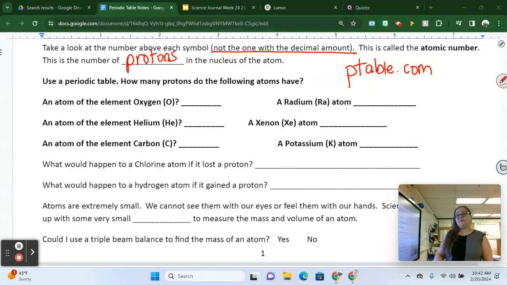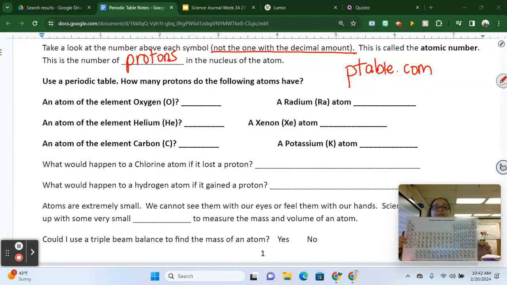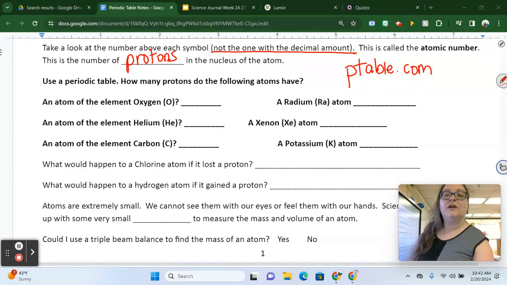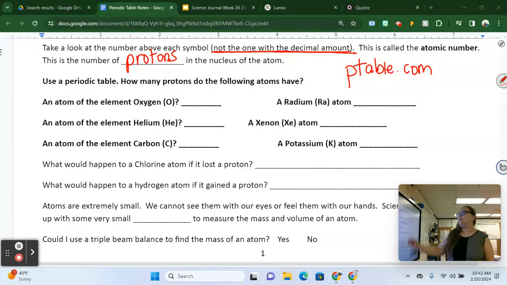So I want you to pause the video for a second. Use that periodic table. Go to ptable.com, or maybe by the time you're watching these notes, you already have a periodic table that I've given you in your notes. But use that periodic table and find the atomic number, the whole number, the one that's not a decimal, and tell me the number of protons in each of those atoms there. Pause and do that. Okay. All right, welcome back.